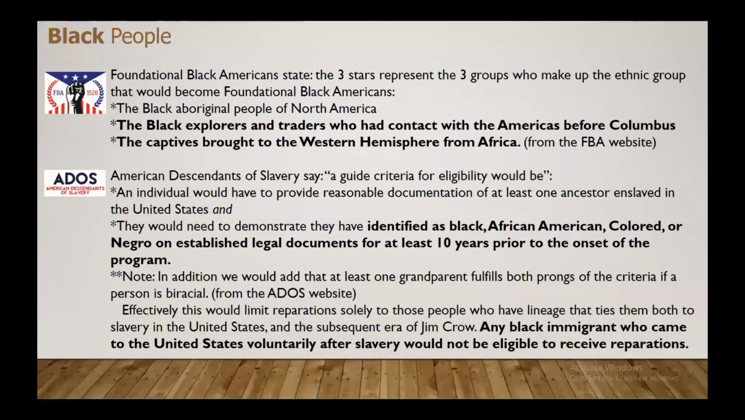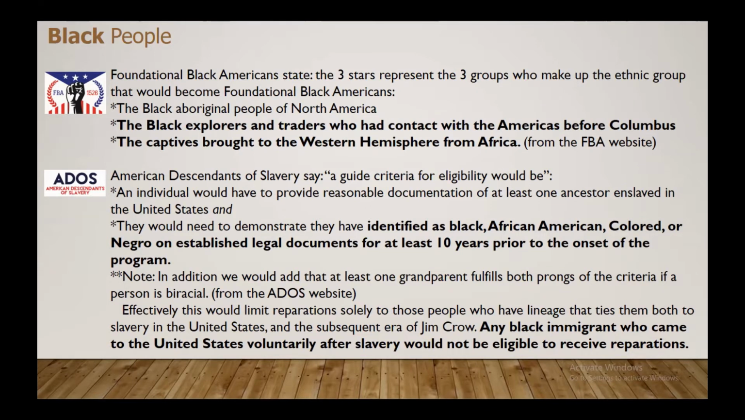Remember that. Okay. The first one says the Black Aboriginal people of North America. Granted. The next star says the Black explorers and traders who had contact with the Americas before Columbus. And the third one says the captives brought to the Western Hemisphere from Africa. Both of those second 2 stars are Africans, admittedly so.